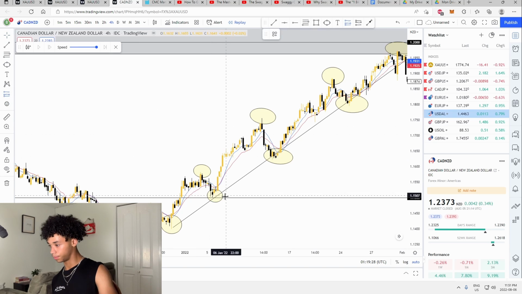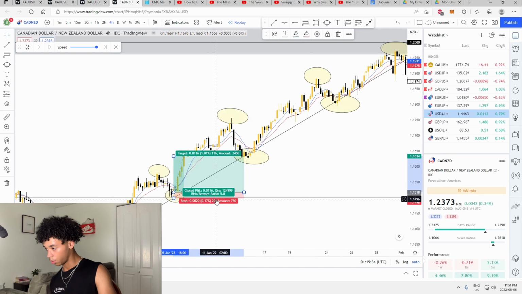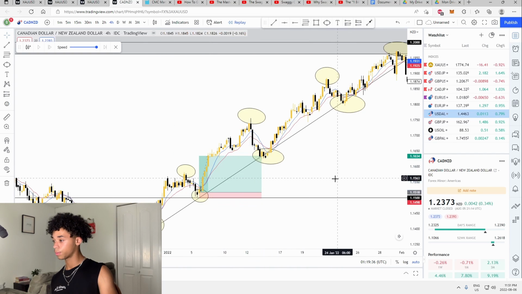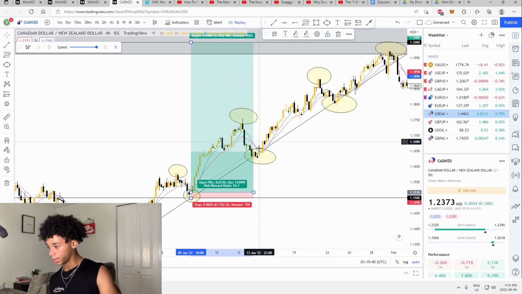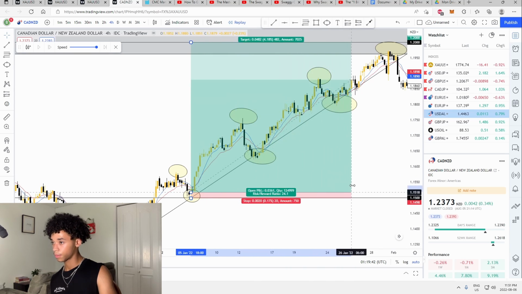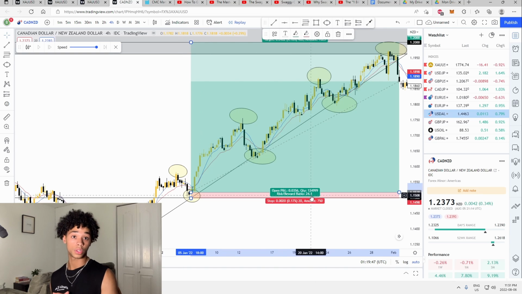Your entry would probably be somewhere around here. Your stop loss is down here below the lowest low, and then your take profit would be right over here at the next resistance level, and your risk reward ratio is 24-1. That is amazing. That's the perfect setup. You want to get into this like 100%. You feel me? This is what traders are looking for.